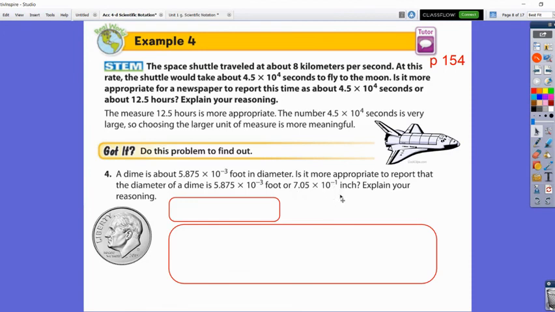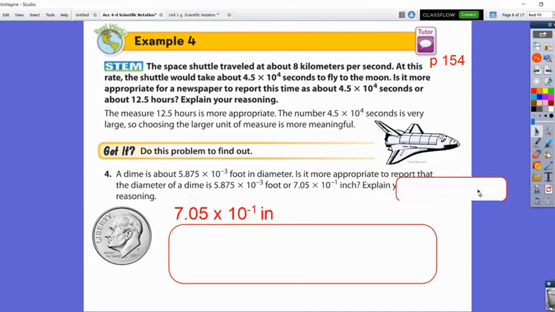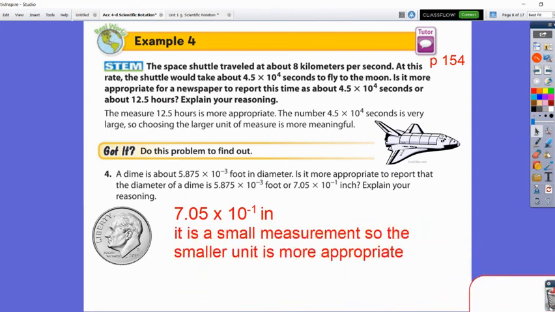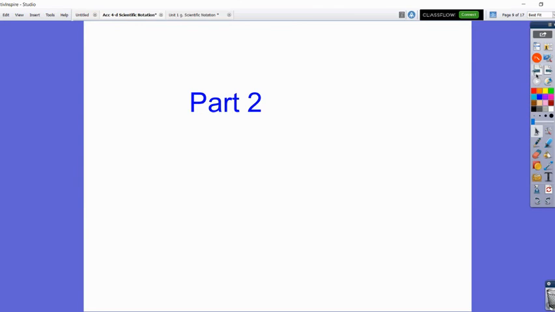Now these are both scientific notation, so it's not because one is and one isn't. They're both in scientific notation. What is the better unit to report the diameter of a dime? And the answer is 7.05 times 10 to the negative 1 inches. Why? Because this is a small measurement, so you should use the smaller unit, which is inches. Inches are smaller than feet. That's it for this one. We will continue on more scientific notation topics in the next lesson.